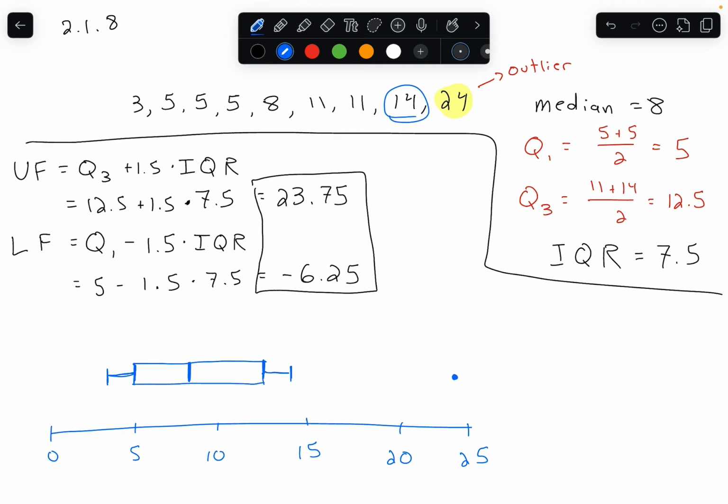So the thing that we want to remember is that this 23.75 and negative 6.25 are not necessarily going to appear as the endpoints of our whisker, but they help us to determine what is and is not going to be an outlier. So use that to help you make that determination. These whiskers extend to either the least data value that is not an outlier, which in this case was 3, or the greatest data value that was not an outlier, which in this case was 14.